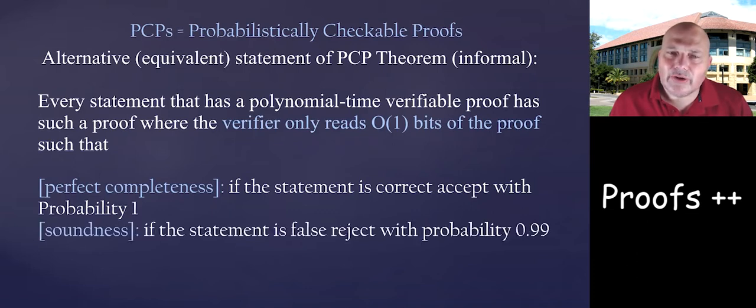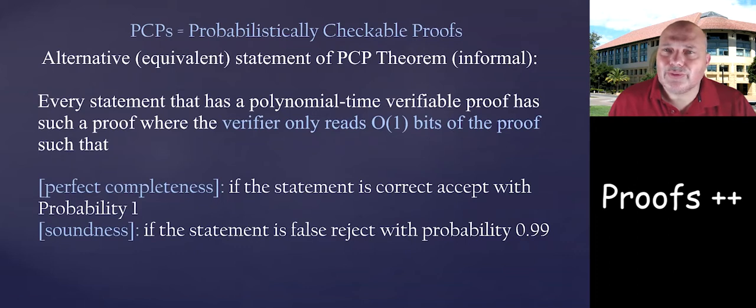And you have some soundness. If the statement is false, you're going to reject it with probability 99%. And if 99% is not good enough, you can repeat it enough times, and this will make it as small as you want. Instead of reading some constant number of bits, you can read a larger constant and get to really tiny probabilities, which we could accept.